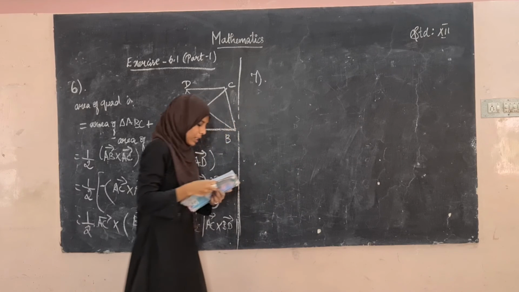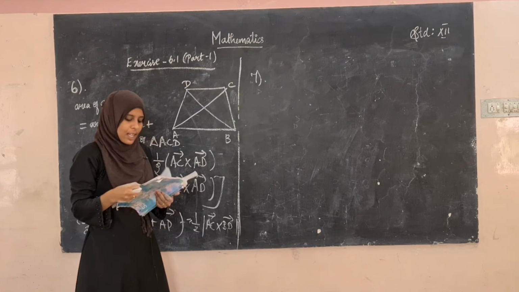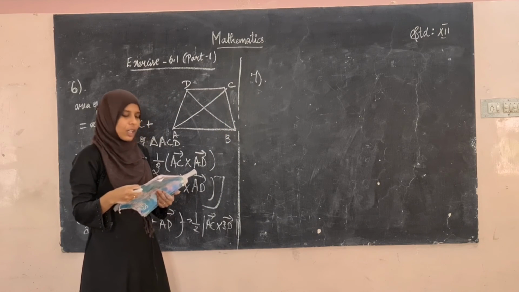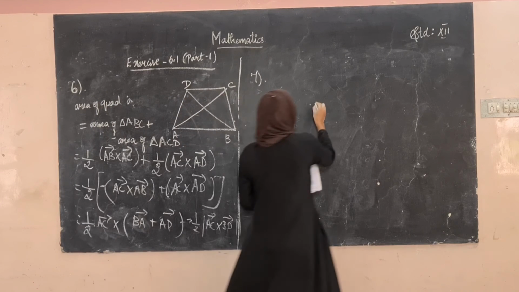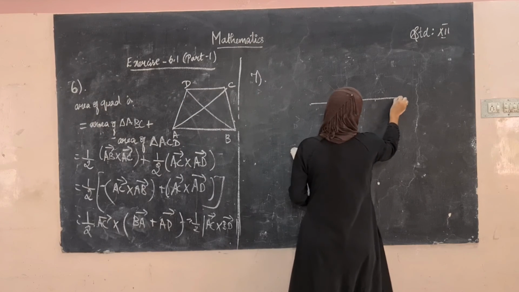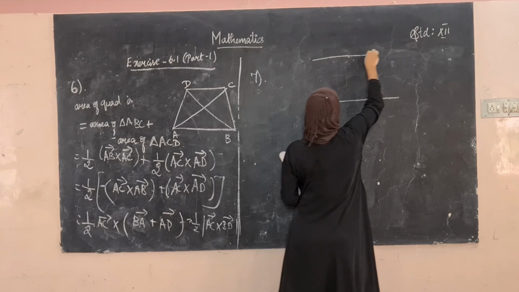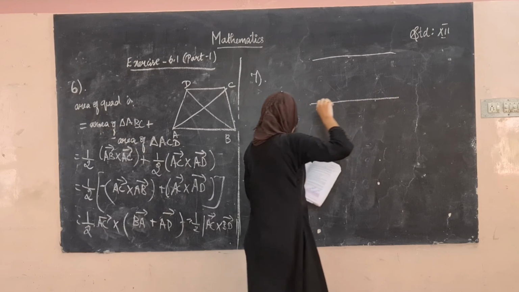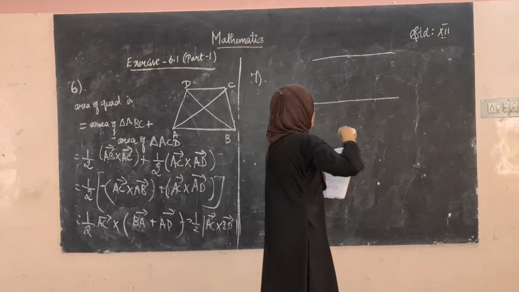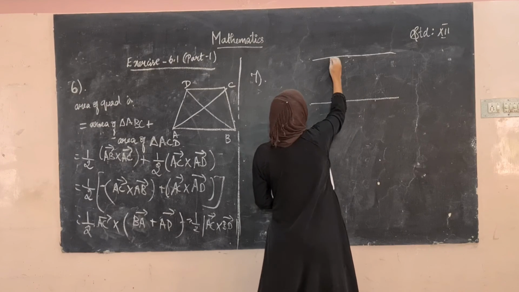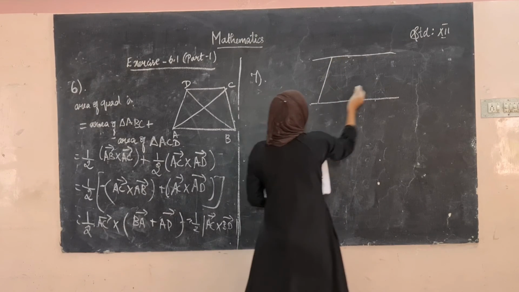Prove by vector method that the parallelograms on the same base and between the same parallels are equal in area. That is, same base means let this be the base. From this we are going to draw two parallelograms and they are going to be between the same parallels. So this and this are parallel. So let this be the first parallelogram.